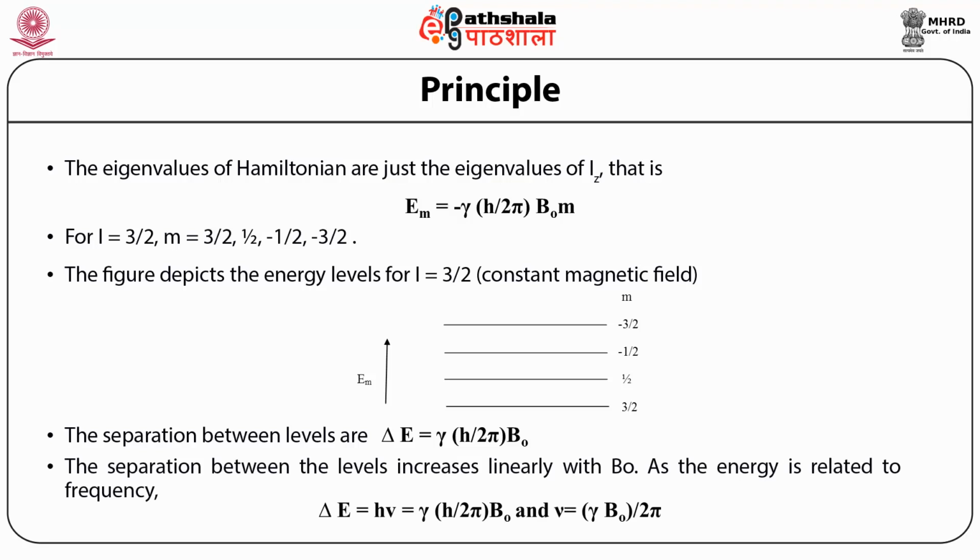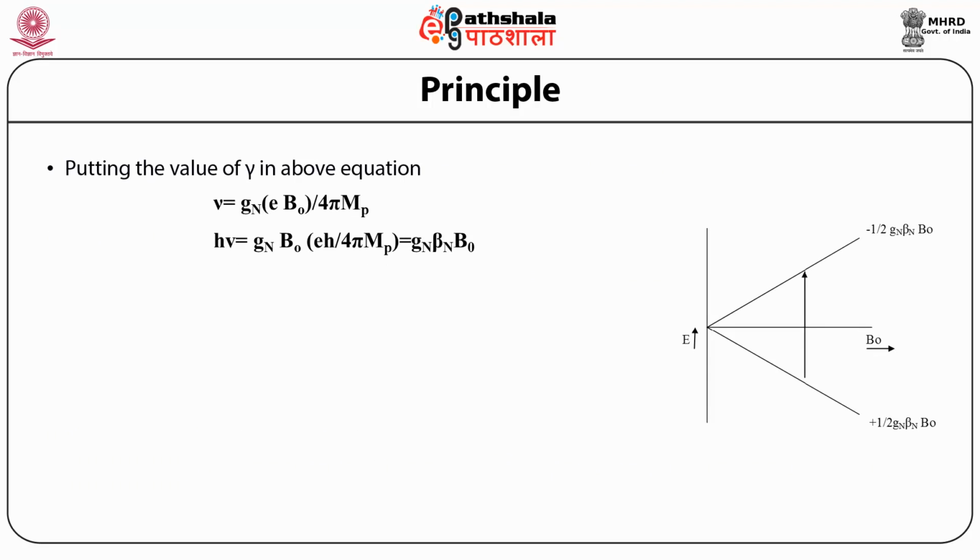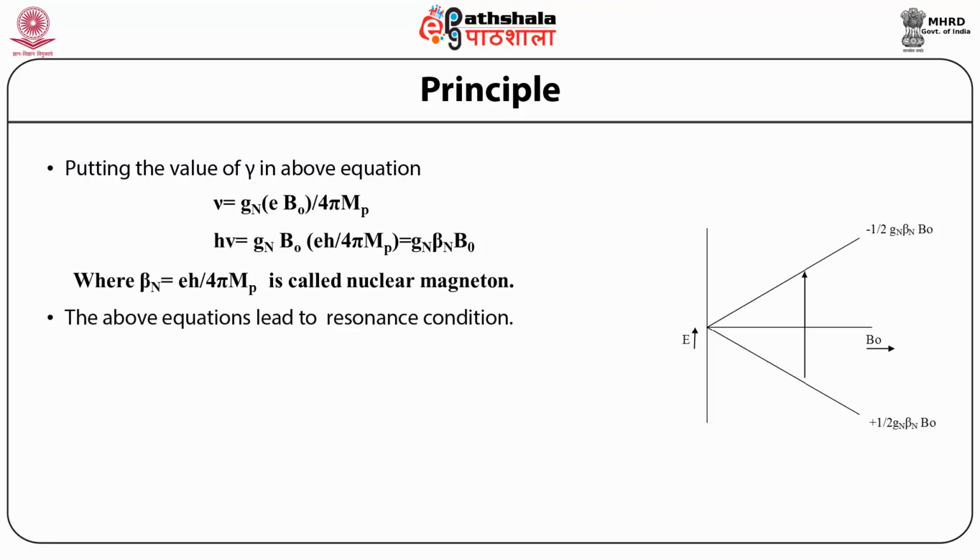The separation between the levels increases linearly with B0. As the energy is related to frequency, delta E is equal to h nu is equal to gamma h cross B naught, and nu is equal to gamma B naught by 2 pi. Putting the value of gamma in the above equation, nu is equal to g n e B0 upon 4 pi mp, h nu is equal to g n B0 e h upon 4 pi mp is equal to g n beta n B0, where beta n is equal to eh upon 4 pi mp, called the nuclear magneton. The above equations lead to the resonance condition.